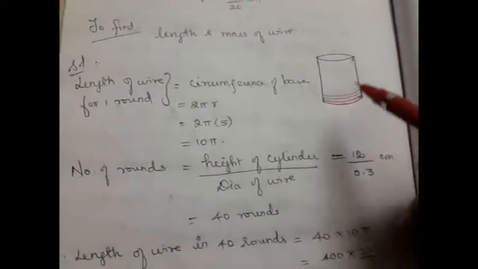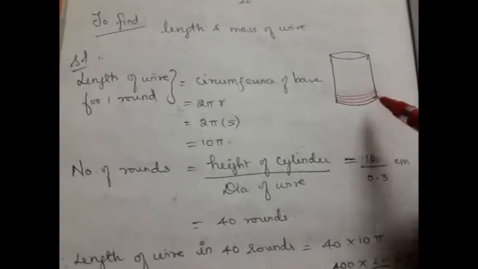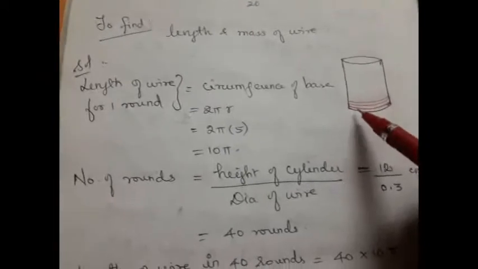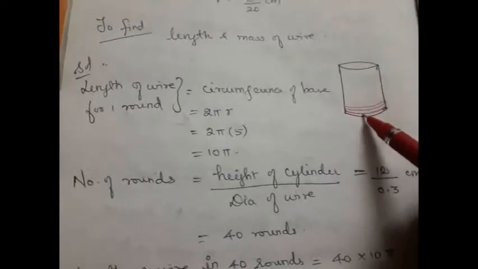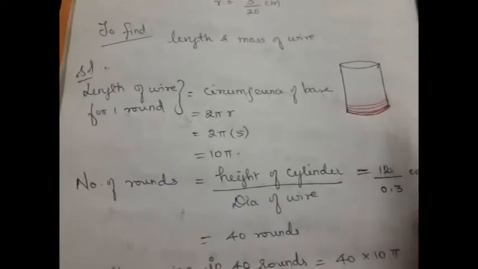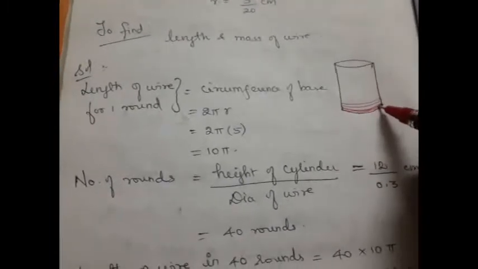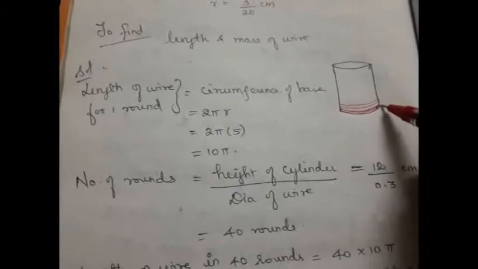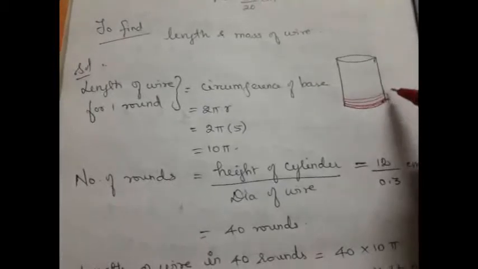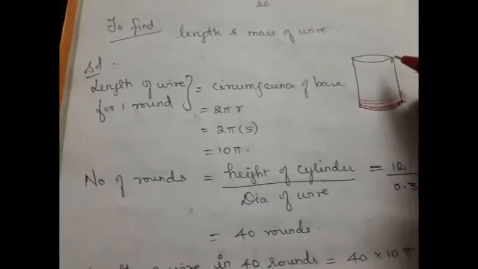If you imagine, this is a cylinder and this is the copper wire which is wound around the cylinder. If you examine it properly, if these two lines are the wire, then when it covers the cylinder one time, how much height is being occupied? It occupies the diameter of the wire. For the second round, again a second diameter; for the third round, a third diameter. Like that, it covers the entire cylinder.